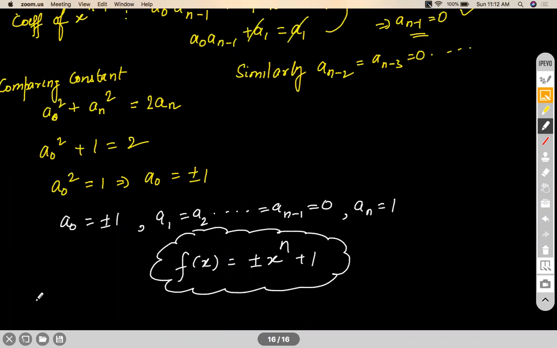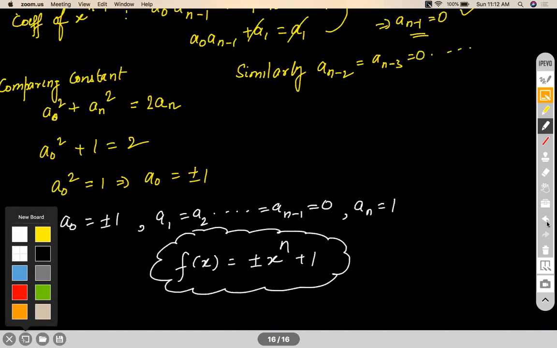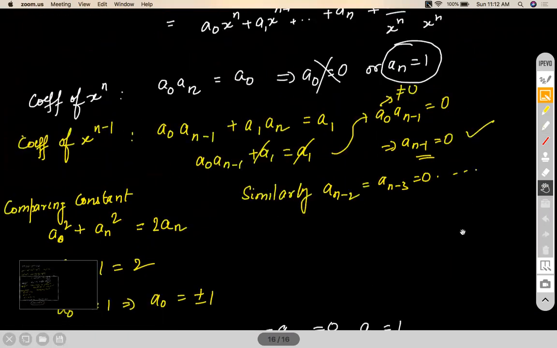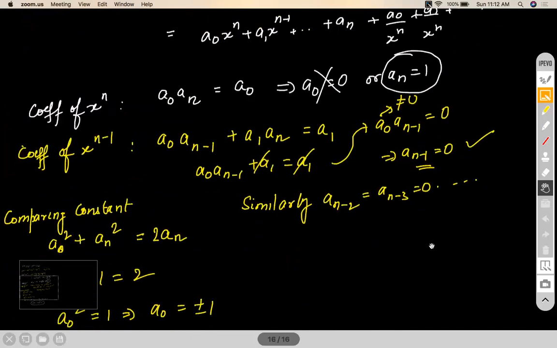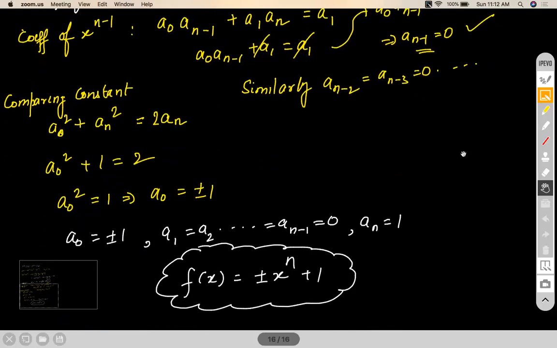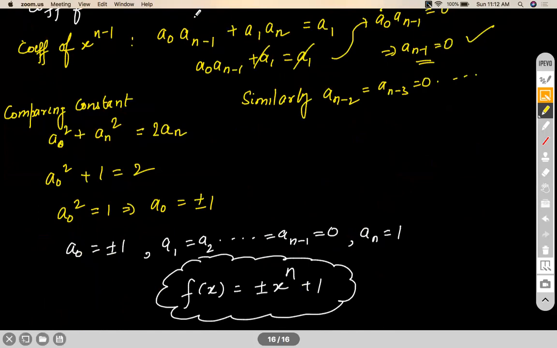Okay. Other than this, I would like you also to note down. Actually, do you want to copy this or should I move ahead? You want to copy this? Please do so.